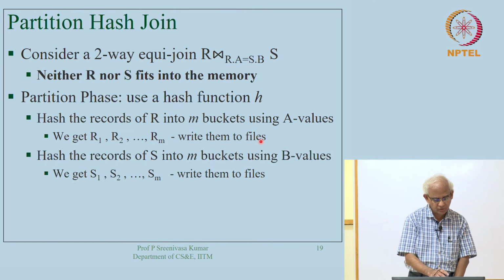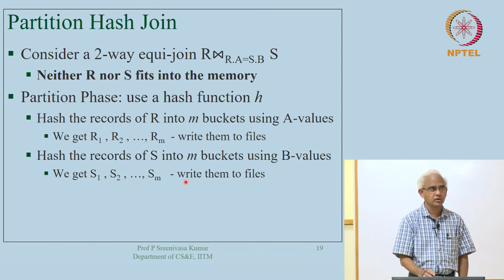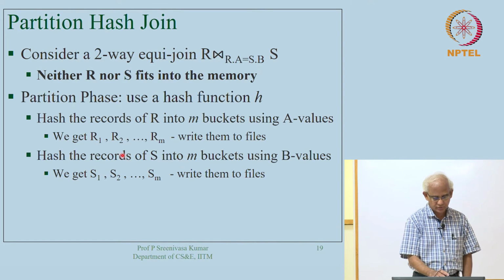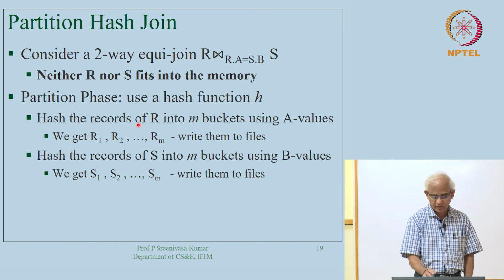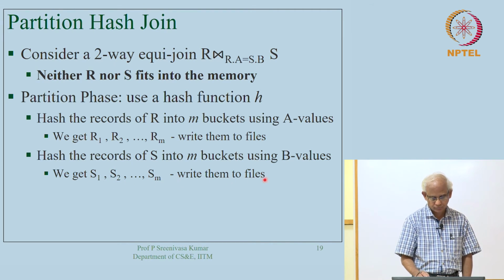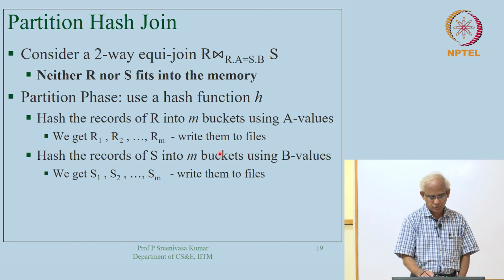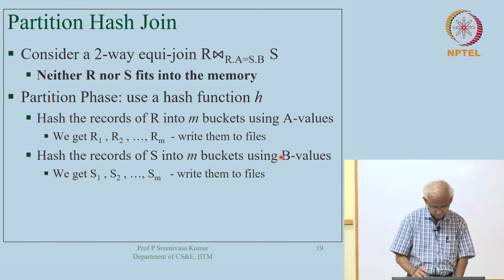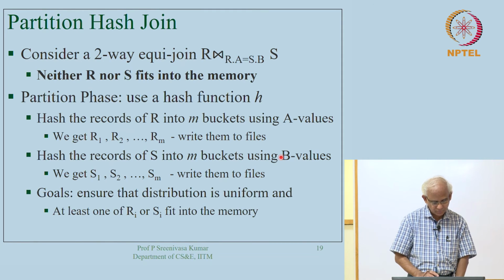Now, do the same thing for the records of S. So, we have written all these files back onto the disk, and we have basically replaced R by R1, R2, Rm. Now, do the same thing for S: S1, S2, Sm. Of course, use the same hash function, but on the B values.